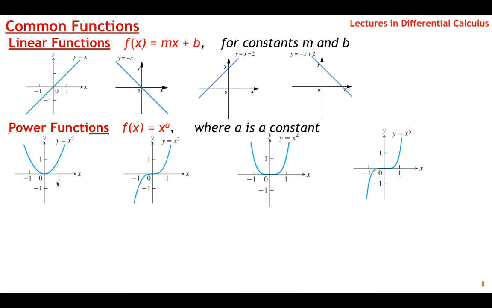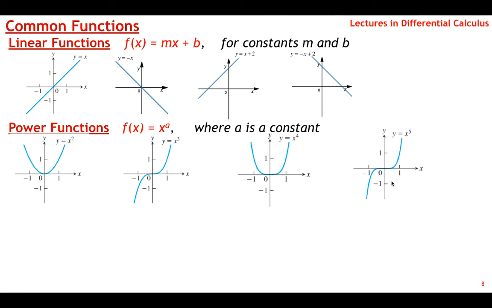Interestingly, you can also see that whenever you have even powered functions, they are decreasing from minus infinity to 0, and then increasing from 0 to infinity. So they are decreasing for all x less than 0, and increasing for all x greater than 0. And what about the odd functions like x cube, x5, x7, and so on? They are always increasing. From minus infinity to infinity, they are increasing functions.